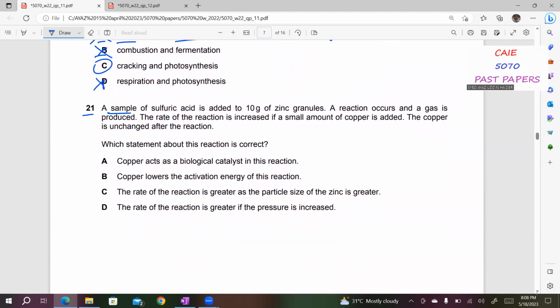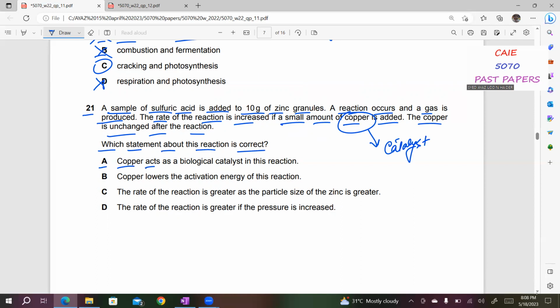Number 21. A sample of sulfuric acid is added to 10 grams of zinc granules. A reaction occurs and a gas is produced. The rate of the reaction is increased if a small amount of copper is added. The copper is unchanged after the reaction. Definitely, copper is used as a catalyst here because it's recovered after the reaction, and it has also increased the reaction rate. Which statement about this reaction is correct?